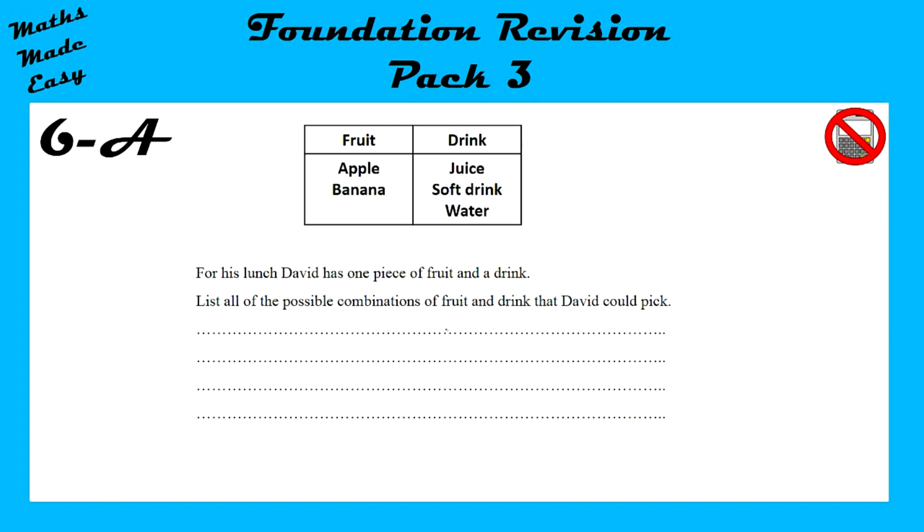6a. So David has 1 piece of fruit and a drink, so let's assume that he has the apple, which I'm just going to call A. He could then have apple and juice, he could have the apple and the soft drink, he could have the apple and the water, or he could have gone with the banana and still had the juice, the banana, the soft drink, and the banana and the water.